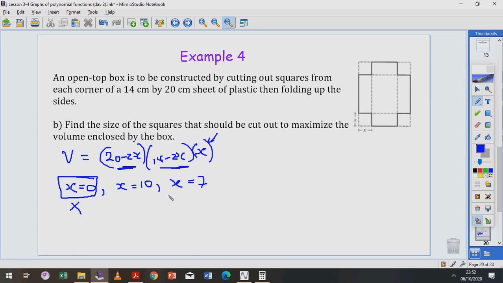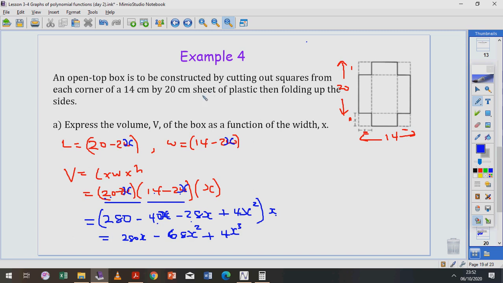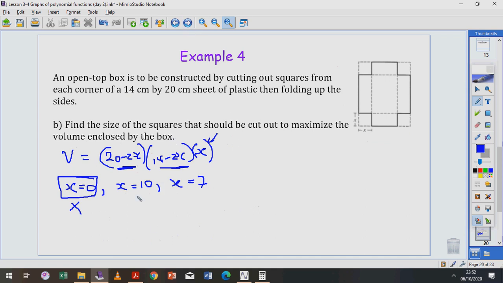X is equal to 10 is not going to be possible because the dimensions of this are 14 centimeters by 20, right? Those are the dimensions, 14 by 20. So the values of x that I could cut out of this box could be 10 or 7, and remember I'm cutting out twice of each from each side. If I cut out twice of this from the width, I'll run out of width because the width is 14 and twice of this is already 20. So this value is also not going to be realistic for this model.